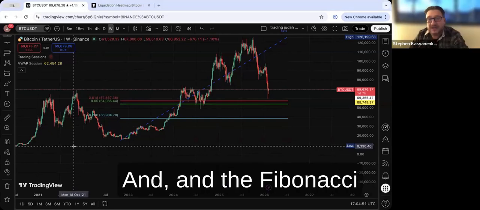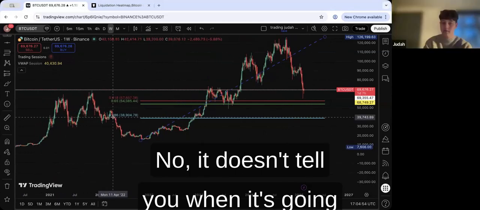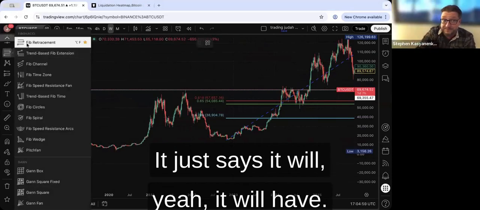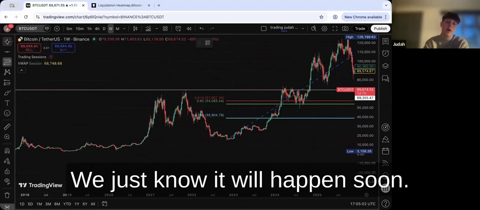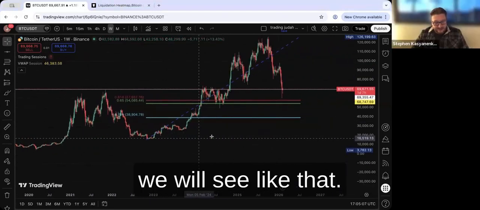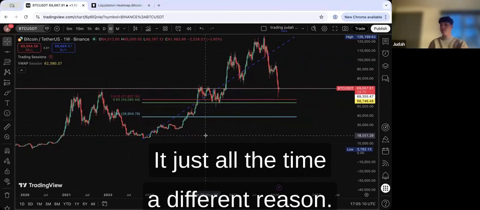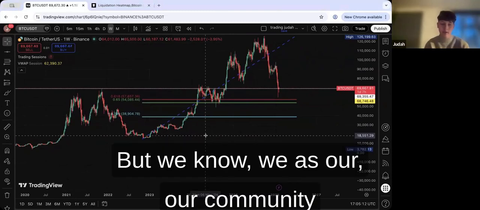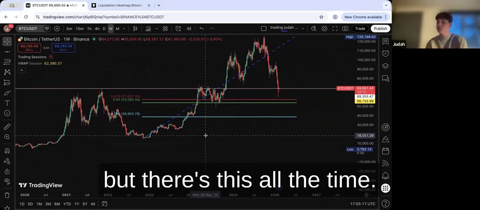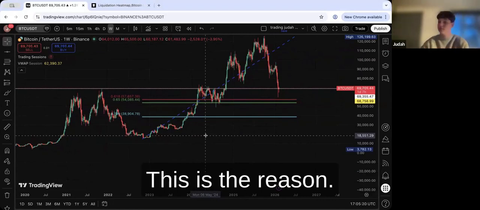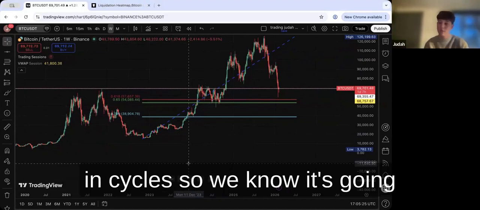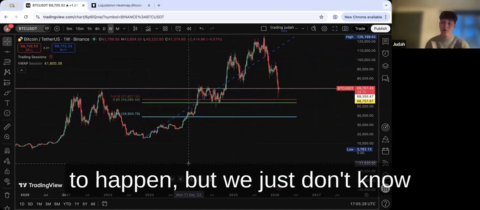And the Fibonacci does not lie, does not fail. It doesn't tell you when it's going to happen or how it's going to happen. It just says it will. We just know it will happen soon, like this year probably. We will see prices like that. We just don't know what's going to cause it. There's all the time a different reason, but our community knows there's something bigger going on. We're in a cycle, and they will always say this is the reason. Maybe, but we're in cycles, so we know it's going to happen, we just don't know what reason is going to cause it.